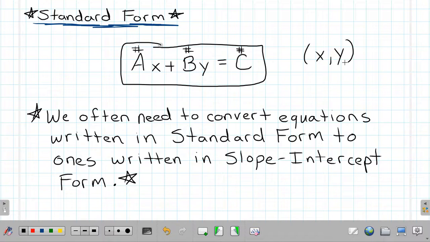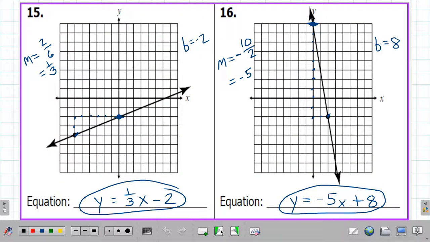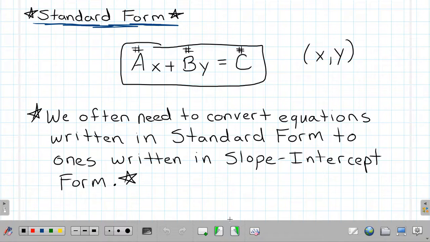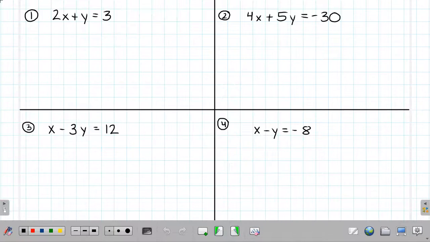But the trick here, and this is the big part of the whole section, is we often need to convert equations written in standard form to ones written in slope-intercept form, meaning we need to take an equation that looks like this, 2x plus y equals 3, and make it look something like this, y equals negative 5x plus 8. So basically, we need to get this into y equals form. Okay? And every single one of these works exactly the same, except the numbers can kind of trip you up a little bit if you're not careful, okay? And we'll see that right when we look at example 1.